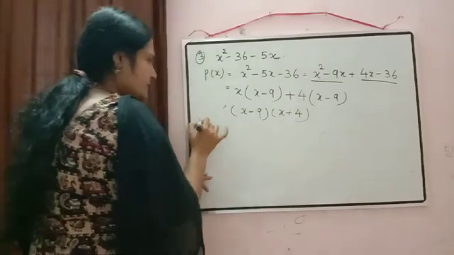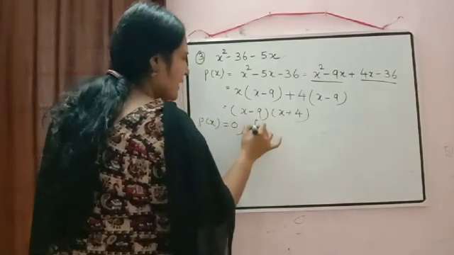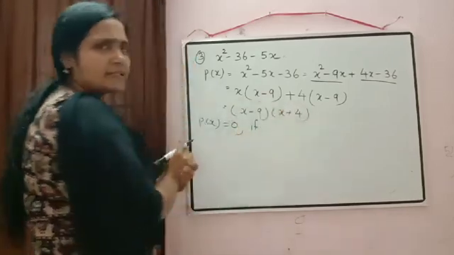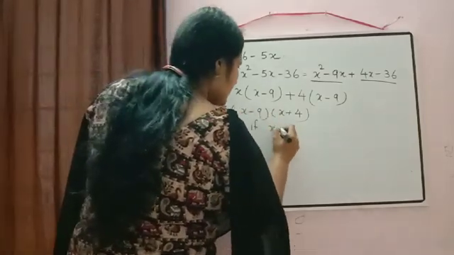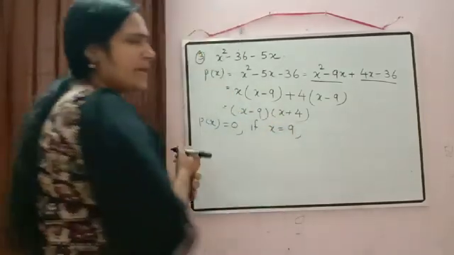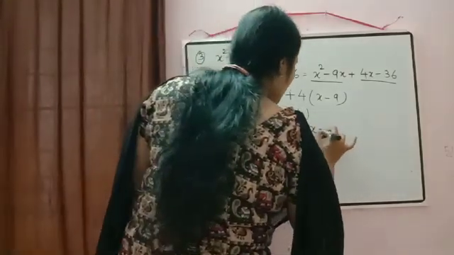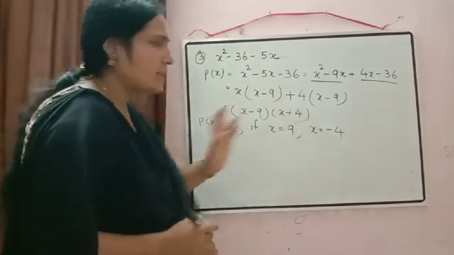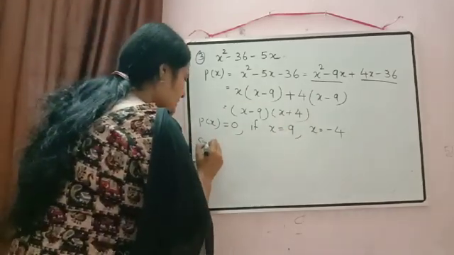So again just write down here p of x will be equal to 0 if either x minus 9 is equal to 0 or x plus 4 is equal to 0. So if x minus 9 is equal to 0, what will we get? X is equal to 9. If x plus 4 is equal to 0, we will get x is equal to minus 4. These are the two zeros of the polynomial. Now verify the relation.